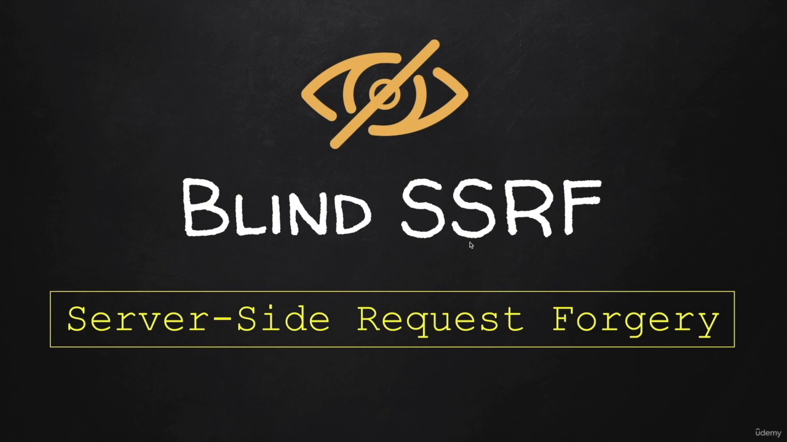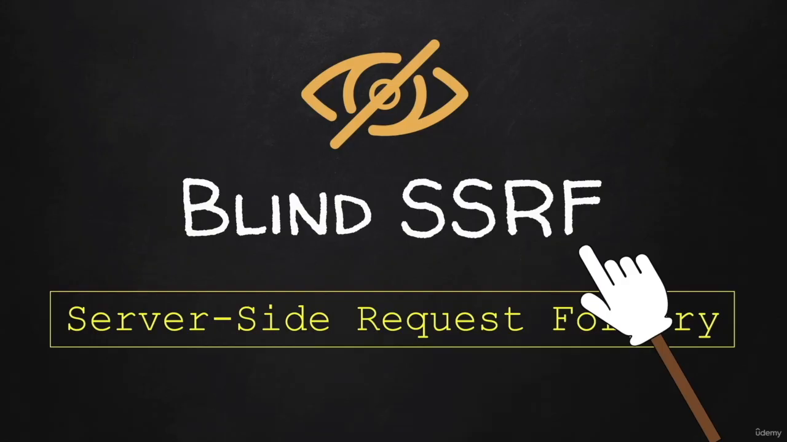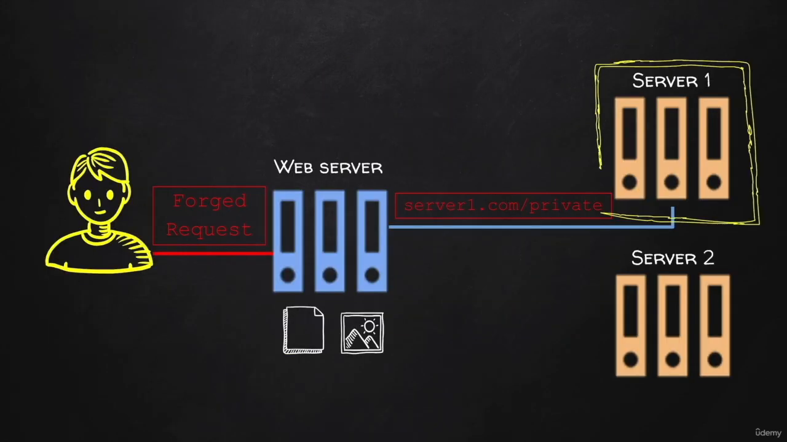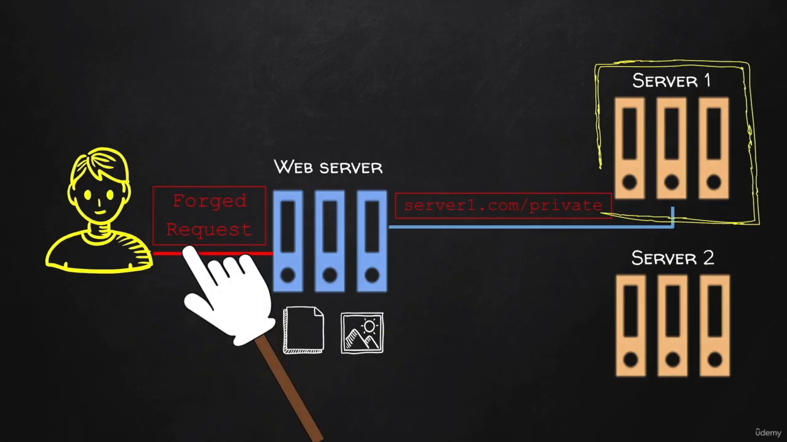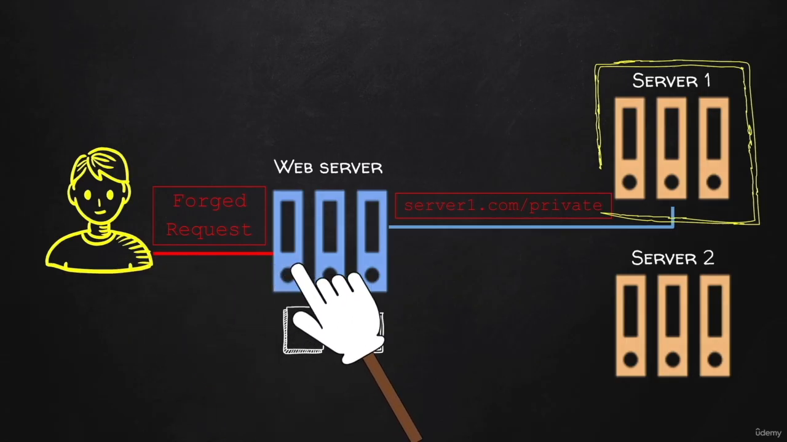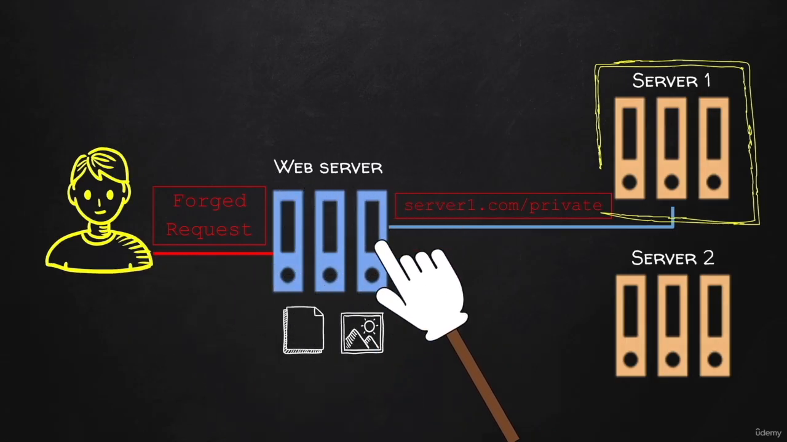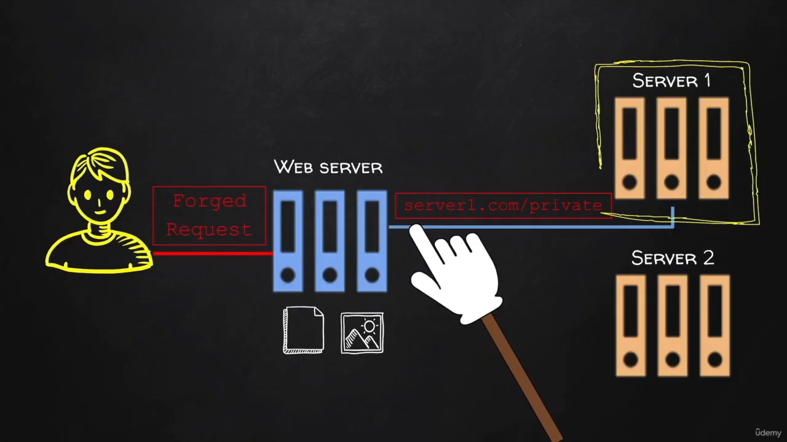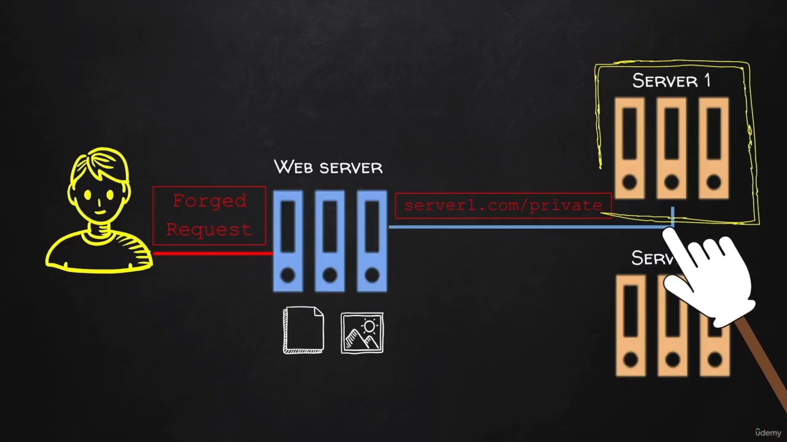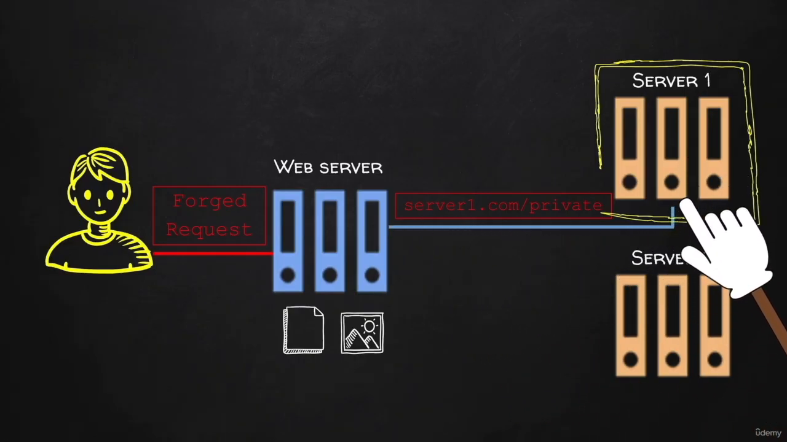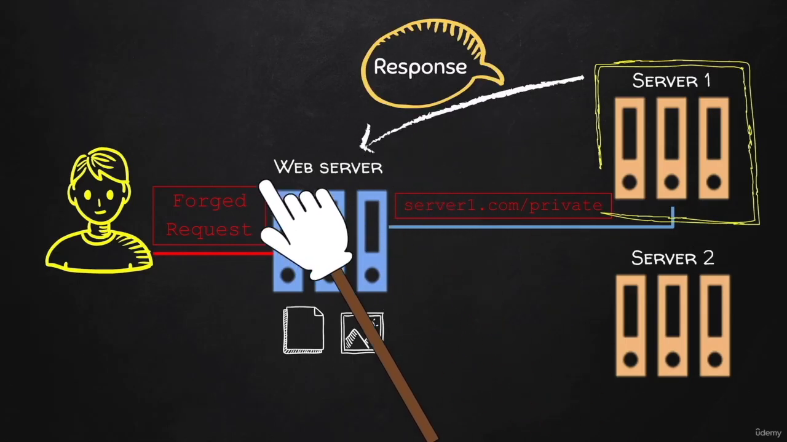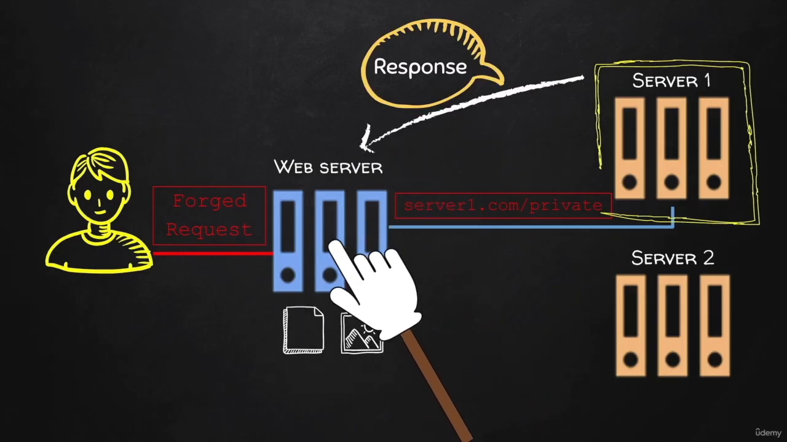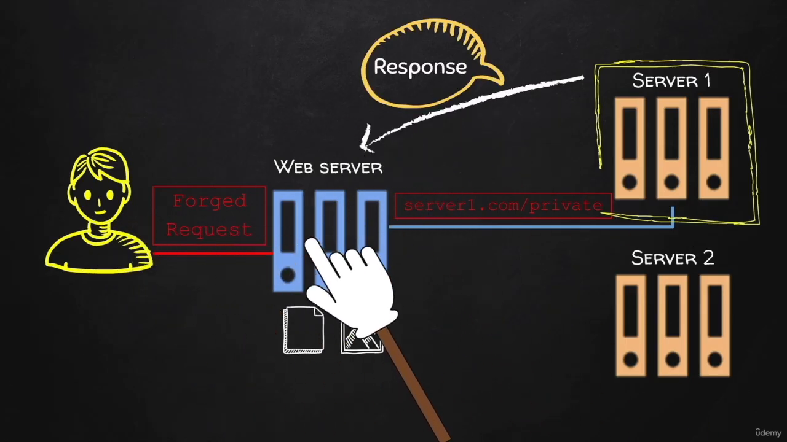In today's class, we're going to be talking about blind SSRF vulnerabilities. Now, we covered normal SSRF vulnerabilities, and we said earlier that in a normal scenario, you would forge a request as the user, you send it to a vulnerable web server, and then that web server is going to send that forged request to another protected server and send the information back to the web server, and therefore you'll be able to see it as the user.